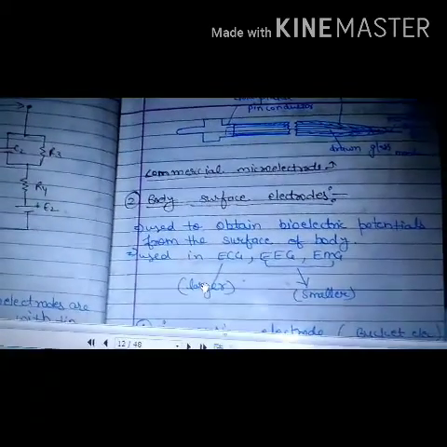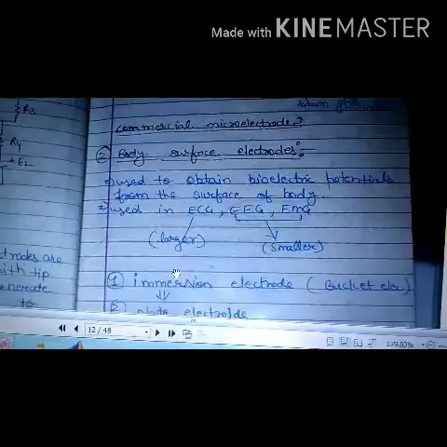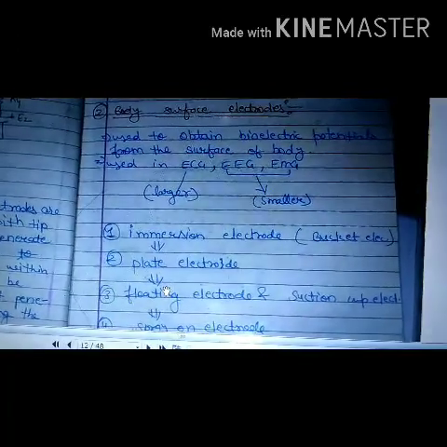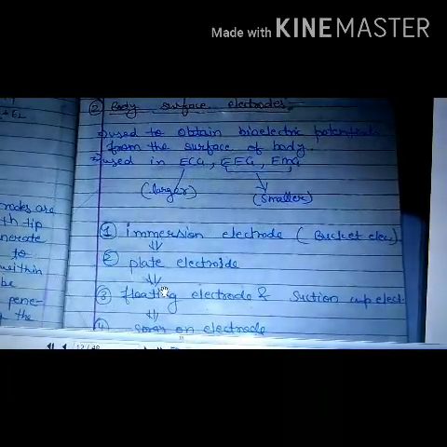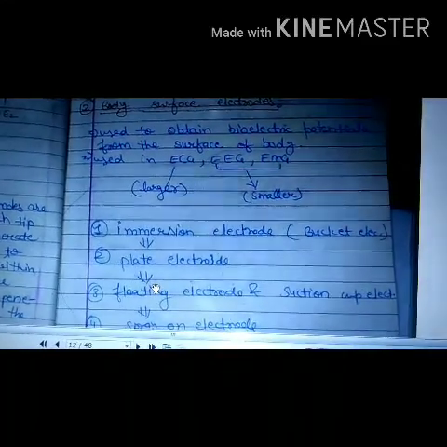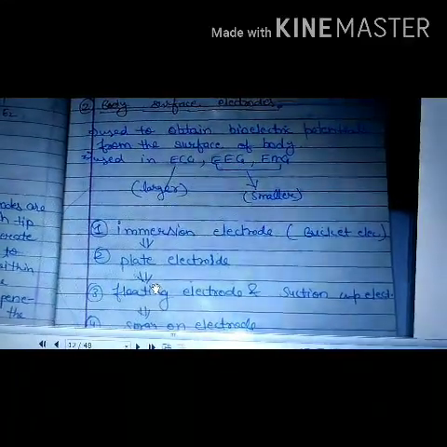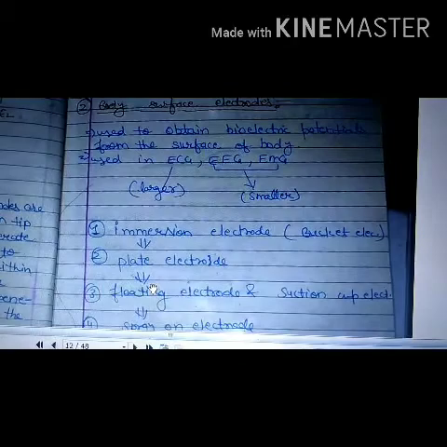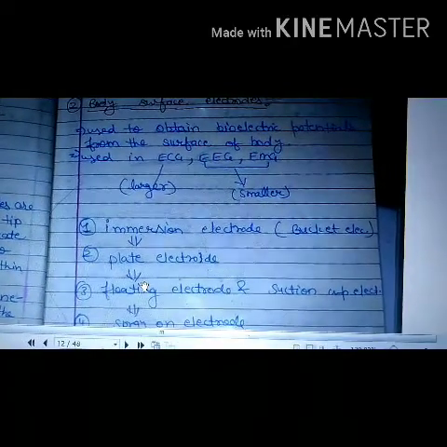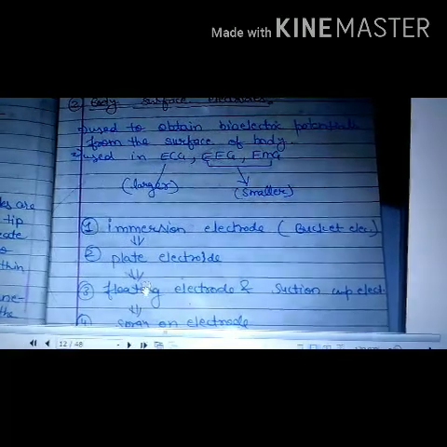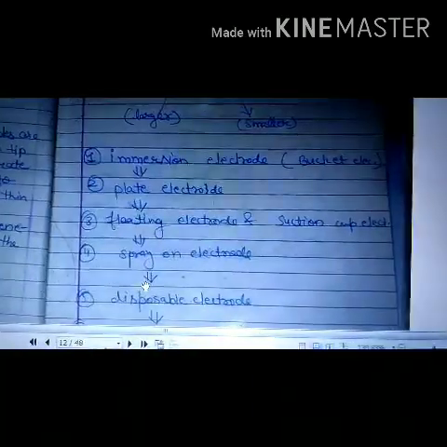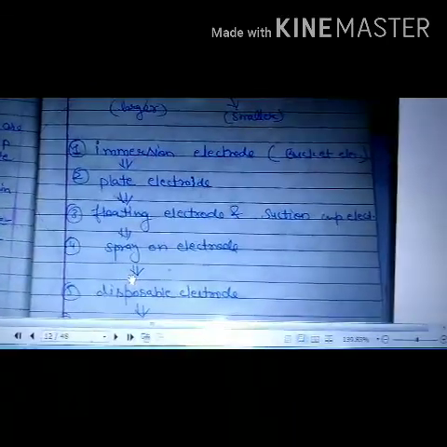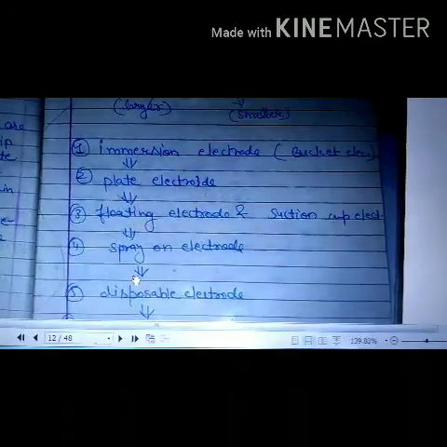Coming on to body surface electrodes. Now body surface electrodes are used to obtain bioelectric potential from the surface of the body. So these electrodes don't travel too deep within the human body. Okay, these are larger for ECG, that is electrocardiogram, for the measurement of heart waves or heart signals, and these are very small for EEG or EMG, which are used respectively for the measurement of brain waves or muscle activity.